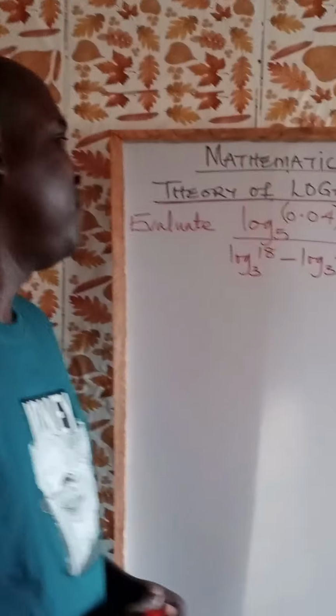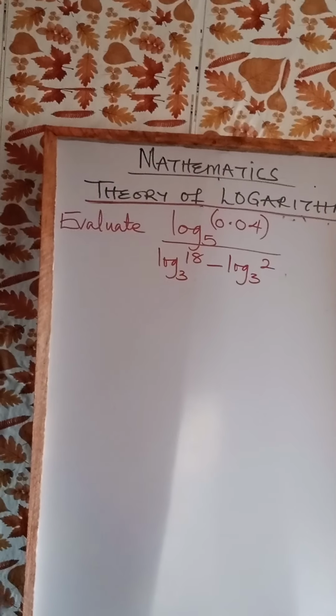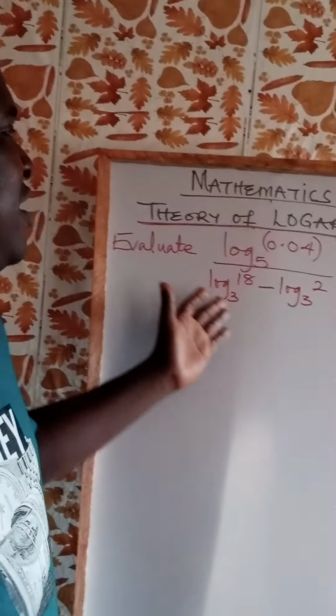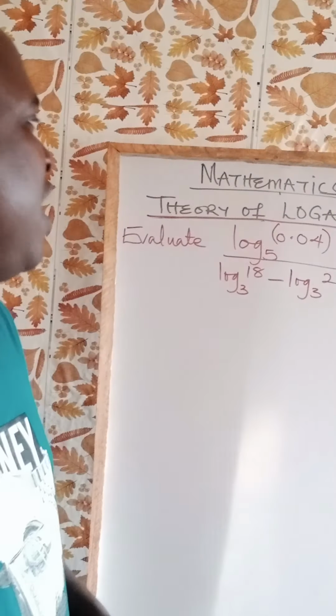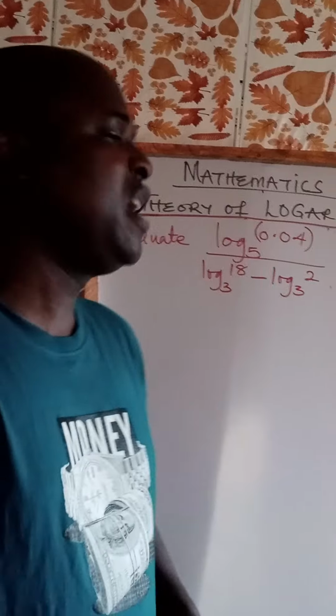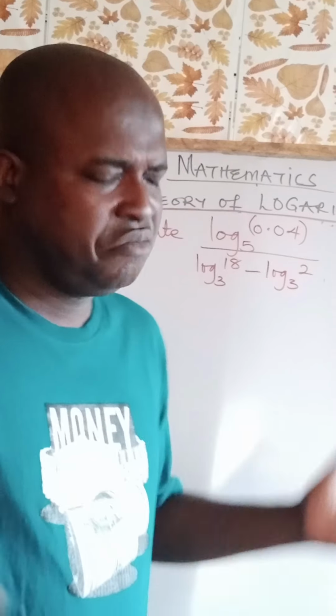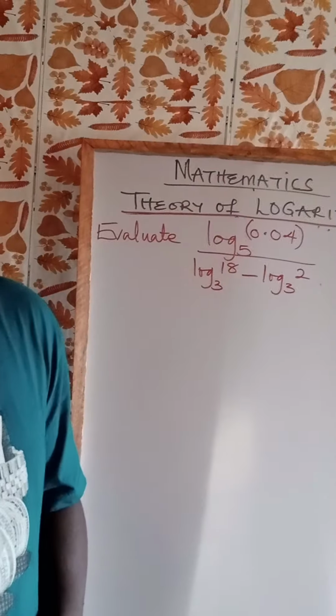We have a problem on the board here. Evaluate log base 5 of 0.04, everything all over log base 3 of 18 minus log base 3 of 2. How can we solve this question?